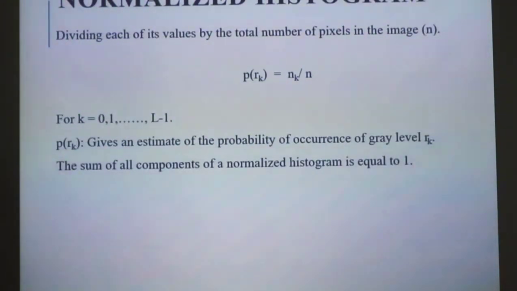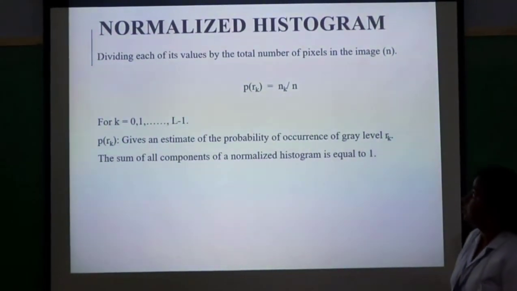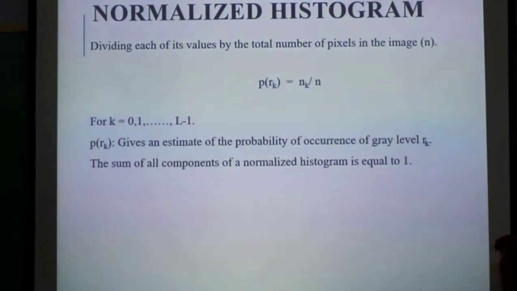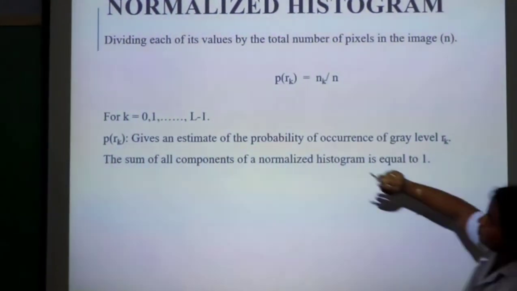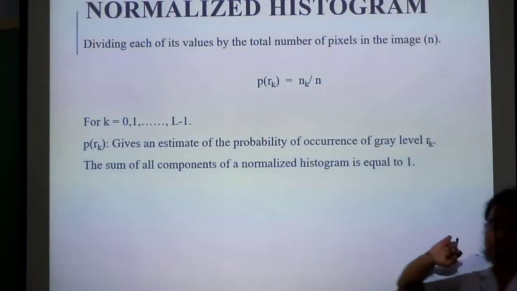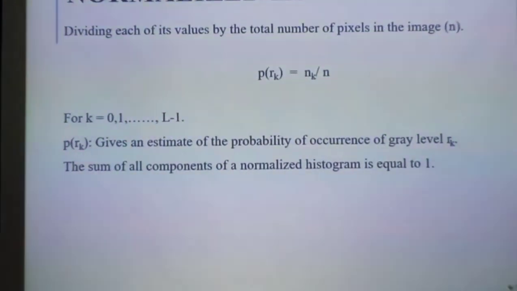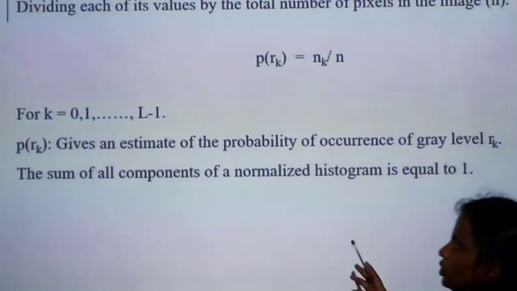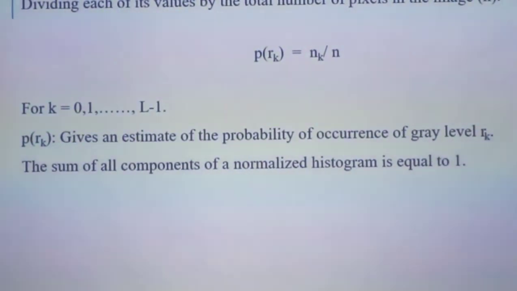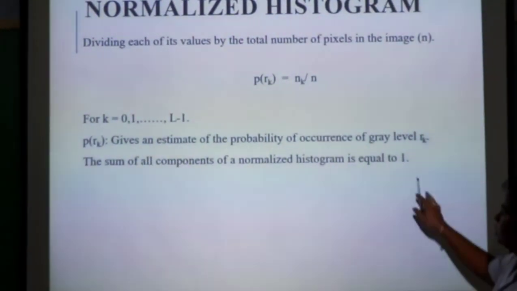Next, the normalized histogram. Normalized histogram means dividing each value by the total number of pixels in an image. Suppose we consider the kth pixel or the 5th pixel value. So, nk divided by n, where n means the total number of pixels, and k means 0 to L minus 1, so 0 to 7 pixel values. P of rk gives an estimate of the probability of occurrence of gray level rk. The sum of all the normalized components is equal to 1.